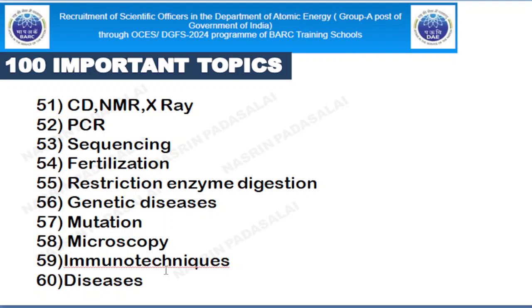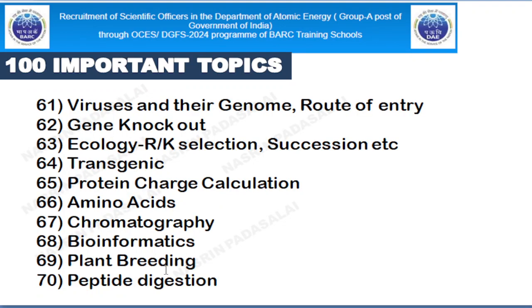Next is microscopy, types of microscopy and all those things, and immune techniques. This includes ELISA technique, agglutination, precipitation, radioimmunoassay, ELISpot, all those things. Followed by that, human diseases caused by bacteria, virus, fungus, protozoa, like that. Next are viruses. Viruses you can definitely expect; you need to know about the genome of the virus and the route of entry of the virus, like that.